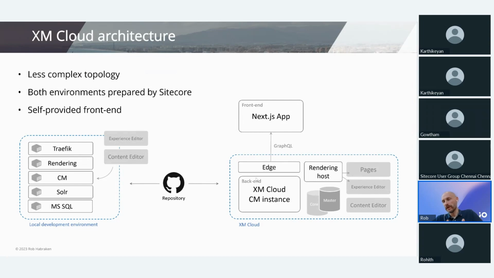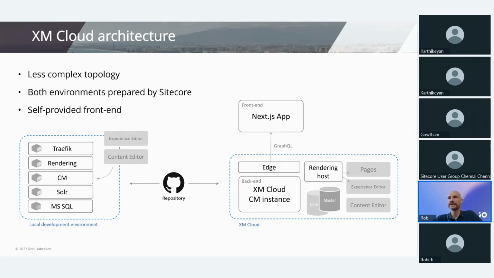But in production or in your acceptance or test environment, you have your own self-provided front end running on, for example, a Next.js app. And you can select different ways of hosting that. You can use Vercel, you can use your own Azure or AWS hosting to deliver that. And between your front end, your Next.js app, and Edge, there's a GraphQL connection, and that's basically the only thing that you have there.